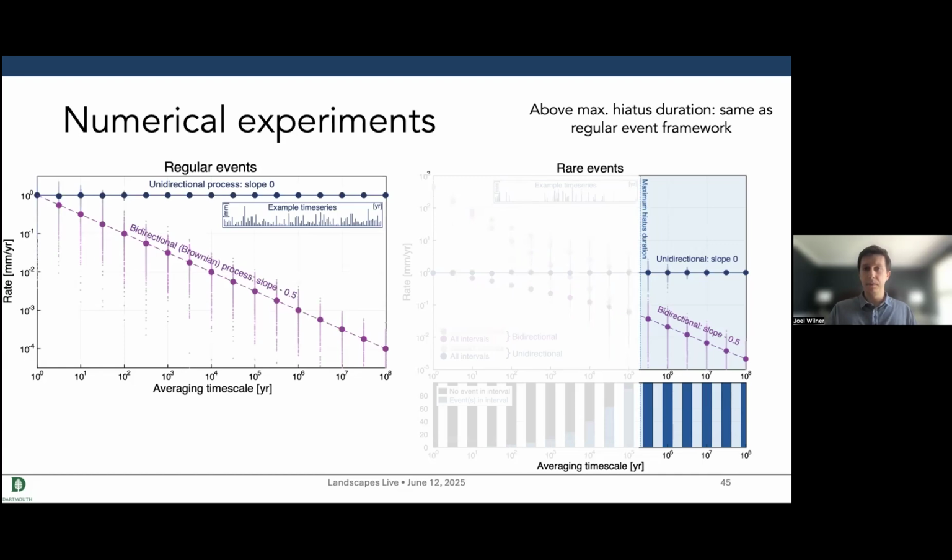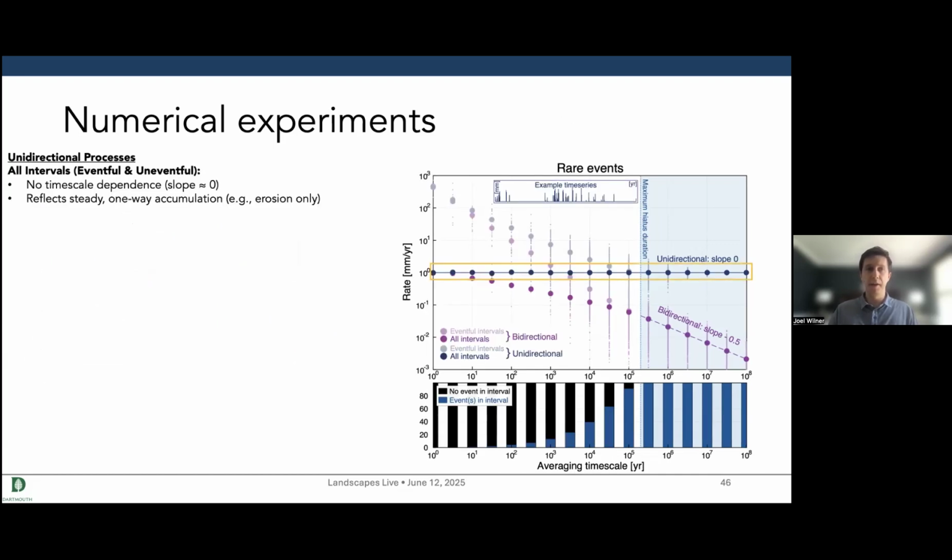I'll walk you through this plot step by step because it's fairly complicated. You have this unidirectional framework where you have all intervals considered, eventful and uneventful, which I've highlighted here. Again, this has this lack of a timescale dependence, a slope of 0. And again, this reflects steady or one-way accumulation, so erosion only. Again, coming back to my example of glacial erosion where you can't redeposit upstream.